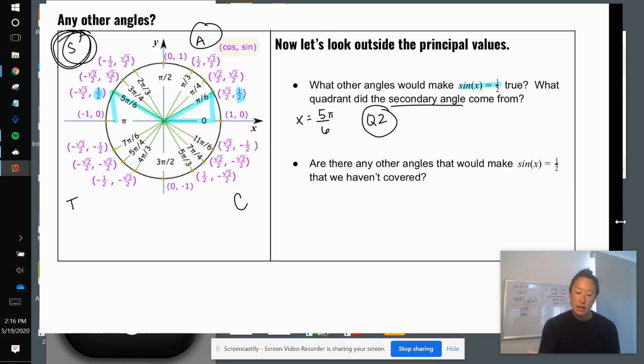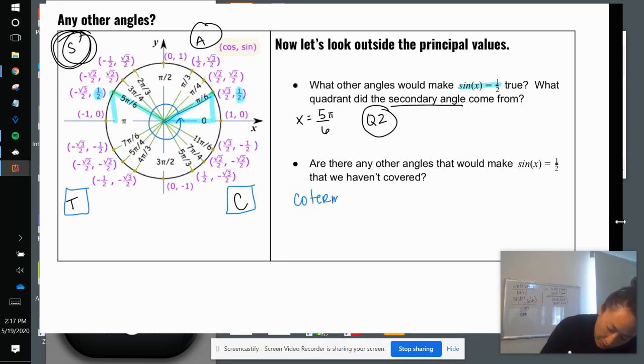What about sine ratios that are negative? They will come from the fourth or the third quadrant. And then we have to think for a second, okay, so there's two angle answers for every ratio. But actually, what if I said, is pi over 6 the only angle that's going to lie in the first quadrant that's going to give me a ratio of 1/2? What about a coterminal angle? So adding 2 pi, giving me 13 pi over 6. Oh my gosh, yes. So we also have coterminal angles.